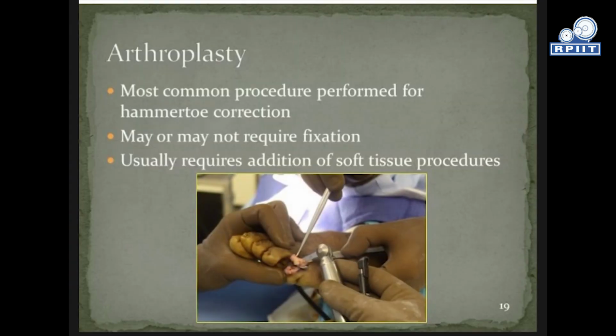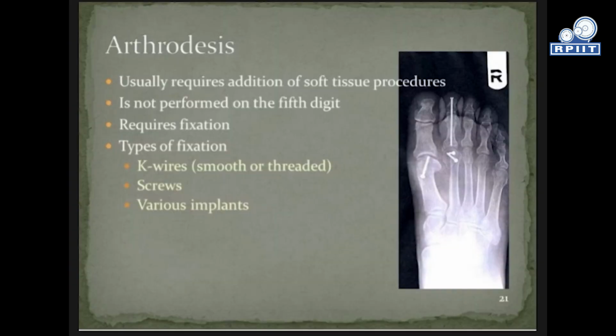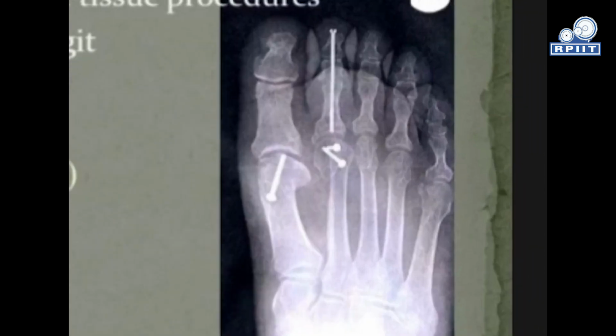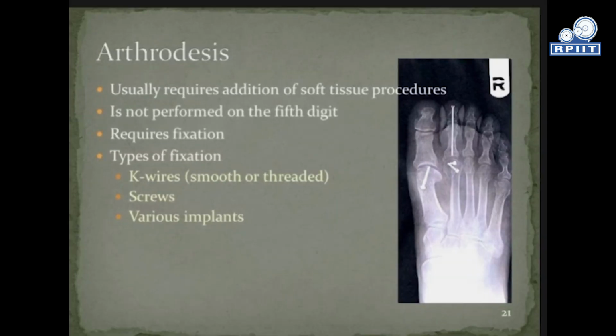Now arthroplasty, the most common procedure performed for hammer toe correction, may or may not require fixation, and the soft tissue procedure. The types of fixation for arthroplasty are K-wire fixation, absorbable rod, implant, Shore rod or the SIP implantations. Now arthrodesis means the fusion of the joint, and you can see here the K-wire fixation on the second metatarsal, K-wire fixation, screw or a different implant.